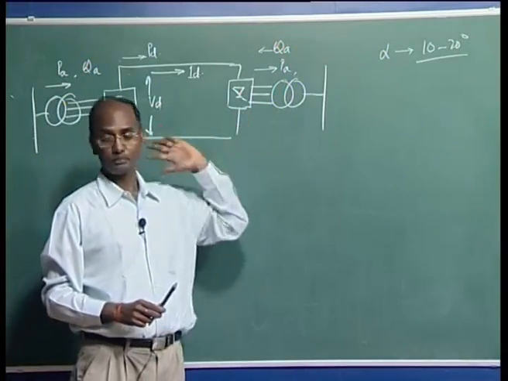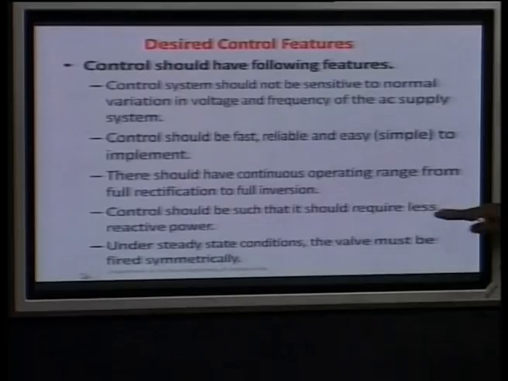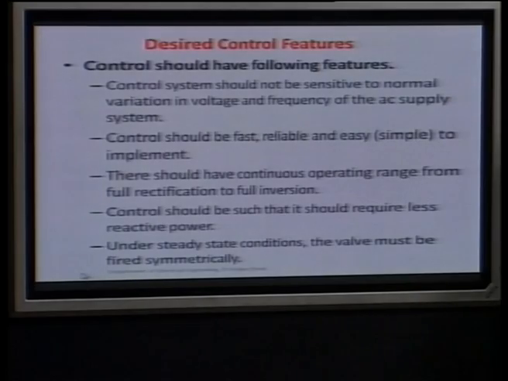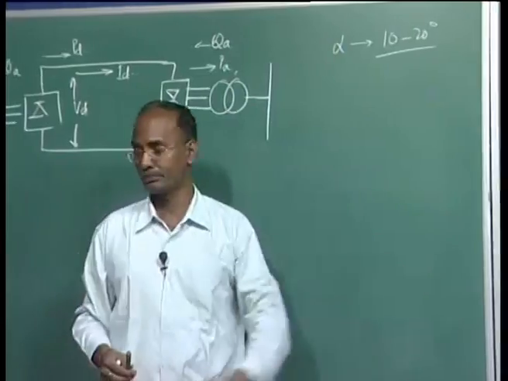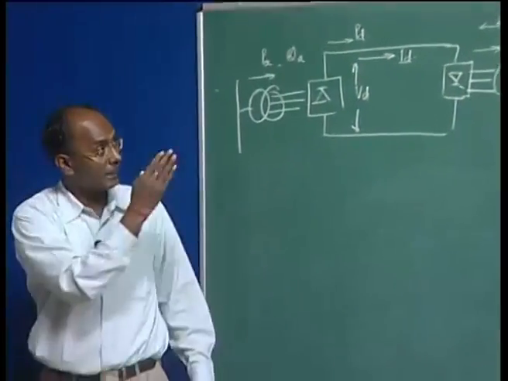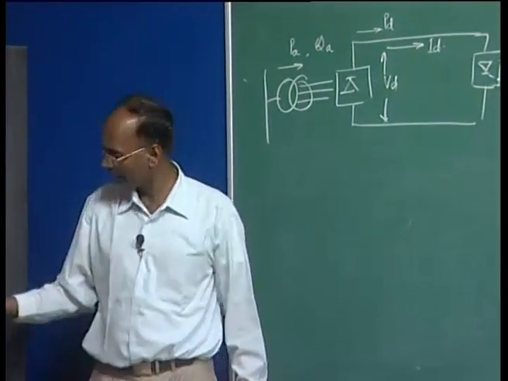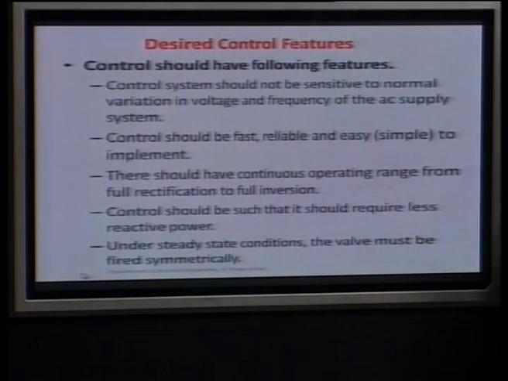Similarly on this side also. That's why we should have a control scheme in such a way that we can operate within this range itself, not beyond this. If you are operating below that, your reactive power requirement will be less, and that is what this feature says.